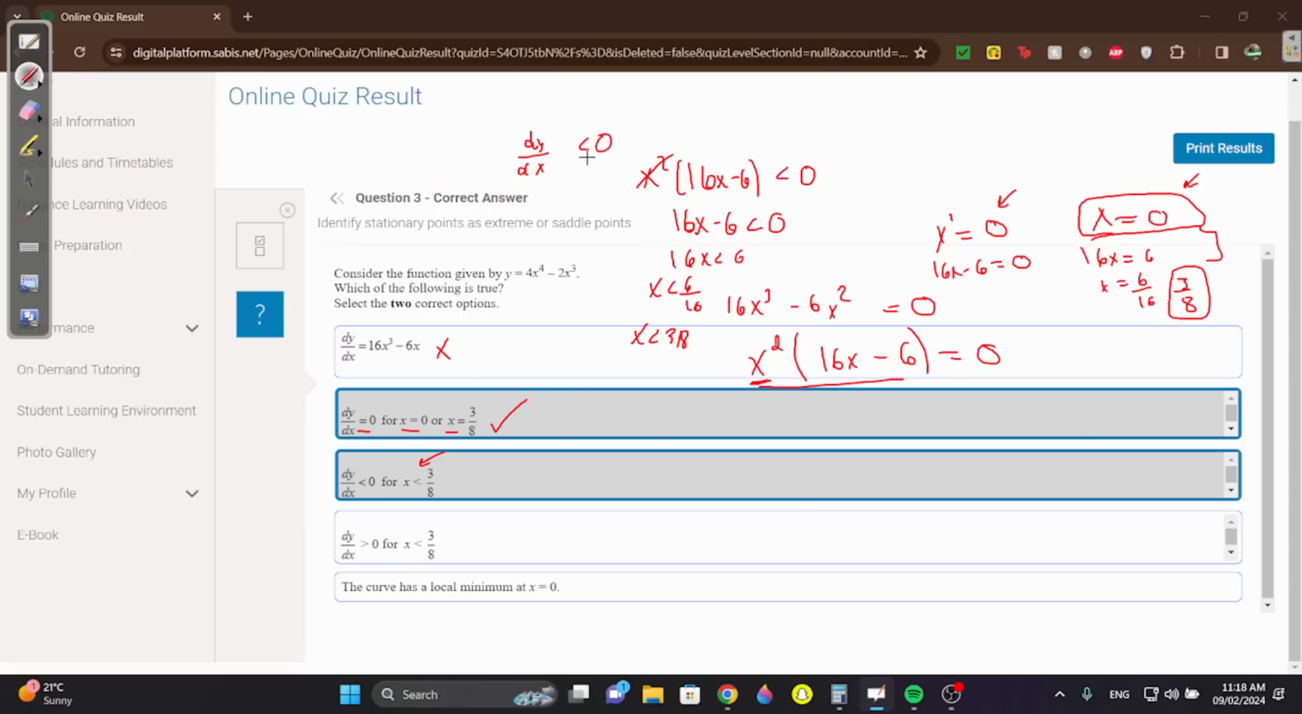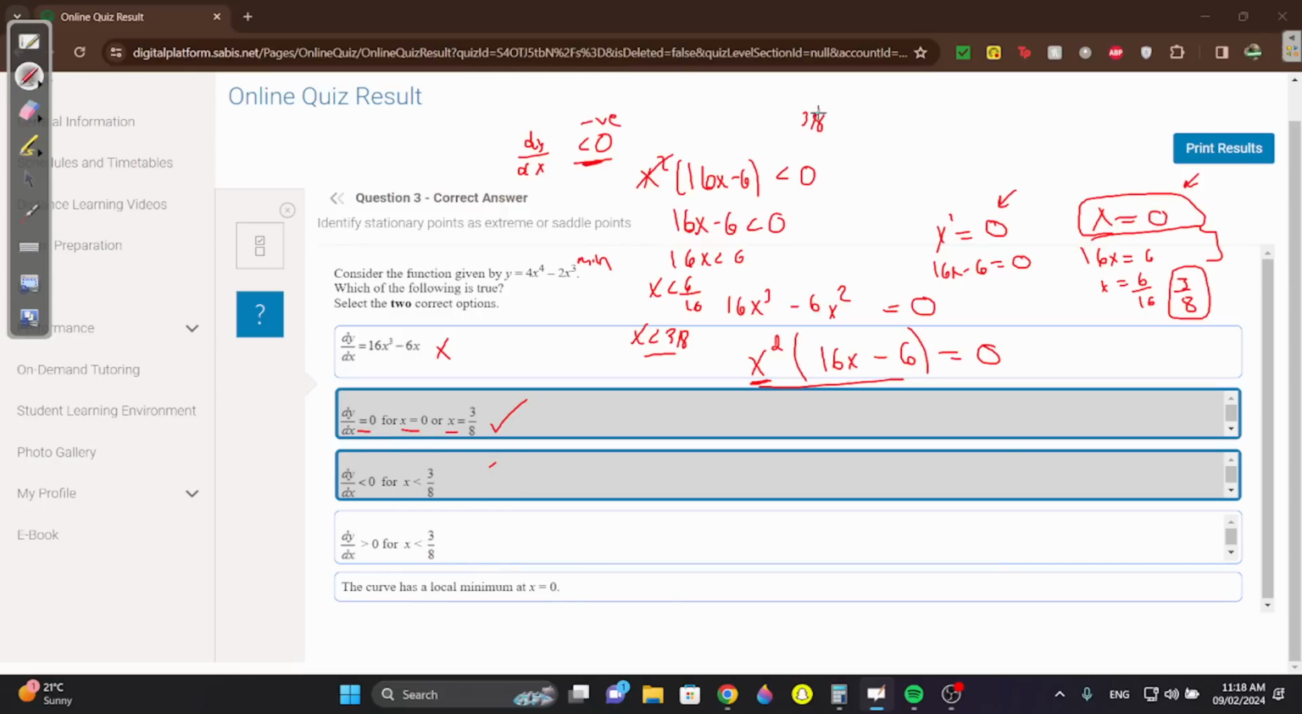Okay, so less than, it means same sign, minimum. So that means 3 over 8 is a minimum. And just in case they ask you, okay, for less than is correct, yes. Okay, dy over dx is greater than 0 for x less than 3 over 8? No, we said when it's x less than 3 over 8, it's going to be less than 0. So that means before 3 over 8, we said it's less than 0, so it was negative.